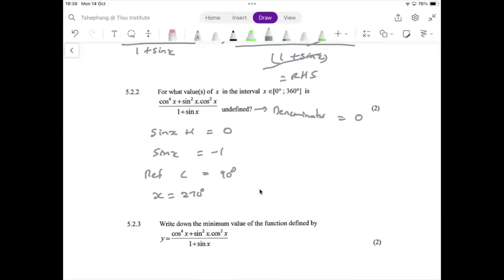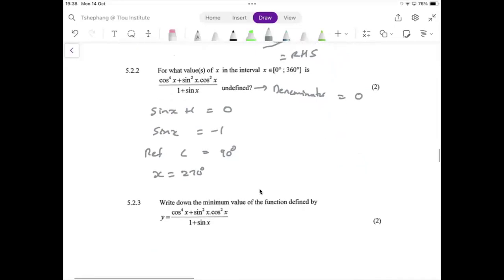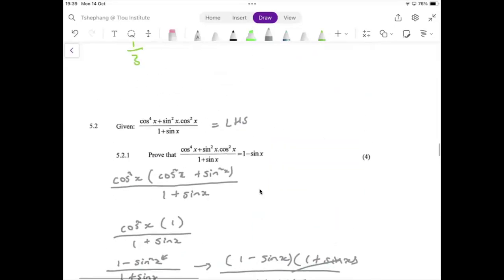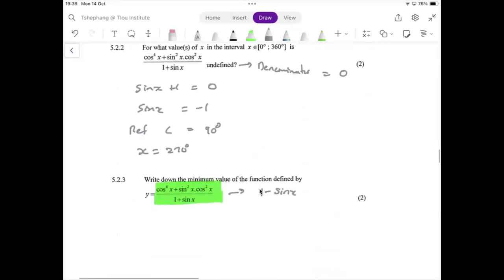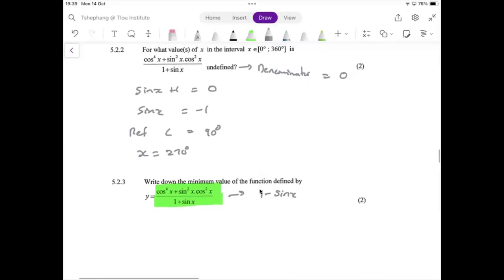Now, write down the minimum value of the function defined by that. Okay, so this can be very confusing, right? But what do we know about the very same equation? We've simplified it, remember. We know that this thing is the same as 1 minus sine x. We did prove it, remember. That's what we're going to use. Now, this simply means we have a negative sine graph that has been shifted up by 1 unit.